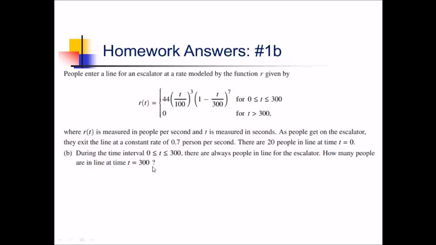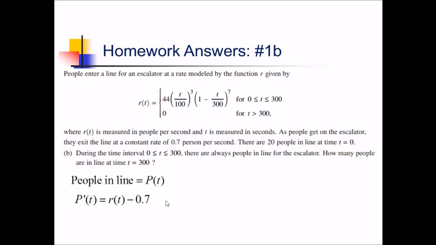For this next part of the problem, they tell us that during the time interval from 0 to 300, there are always people in line for the escalator. How many people are in line at time 300? So I'm going to define a function, which I'll call p of t, which will represent the number of people in line. I don't know exactly how to express this just yet, but I know its derivative, p prime of t, the rate of change of people in line. That's going to be the rate in, represented by r of t, minus the rate out, represented by this 0.7 that are actually exiting the line every second. So I'm going to write p prime of t equals r of t minus 0.7. And now I can use this p prime forever after in this problem.